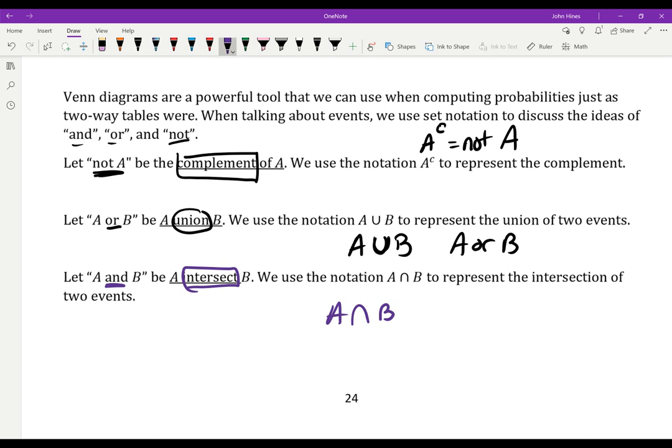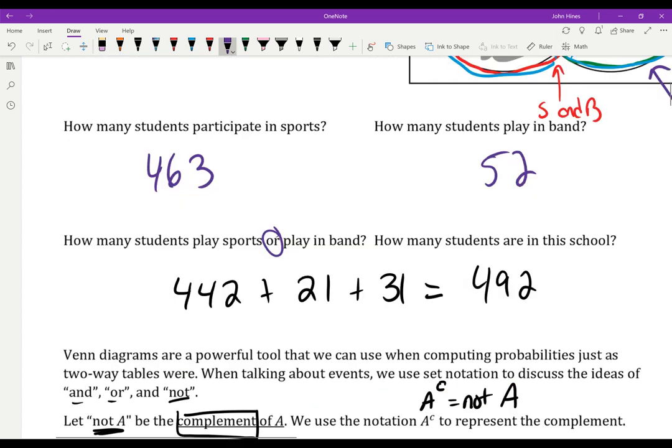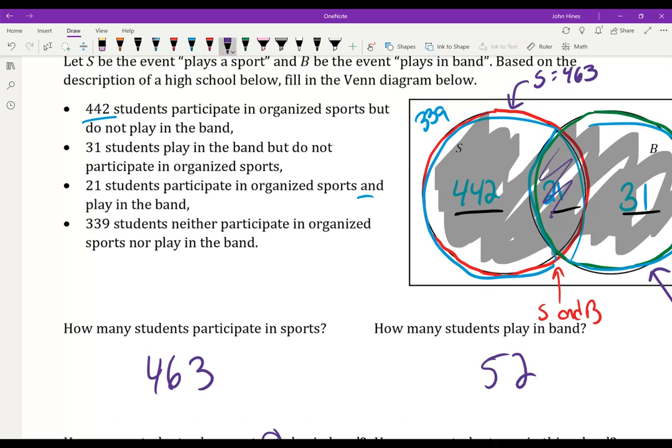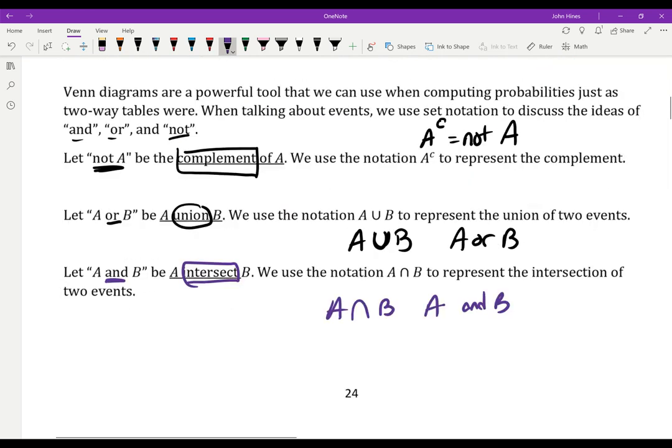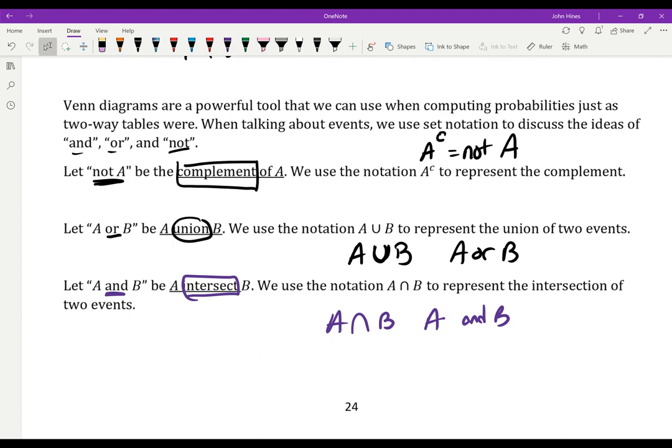A intersect B is the "and" probability, and we call it the intersect because that's where the two circles intersect. That's why we call it the intersect. So we've got a few new words here, and I guess two new words. Intersect I won't use that much. But I have the complement of A, and I also have the union of two events.